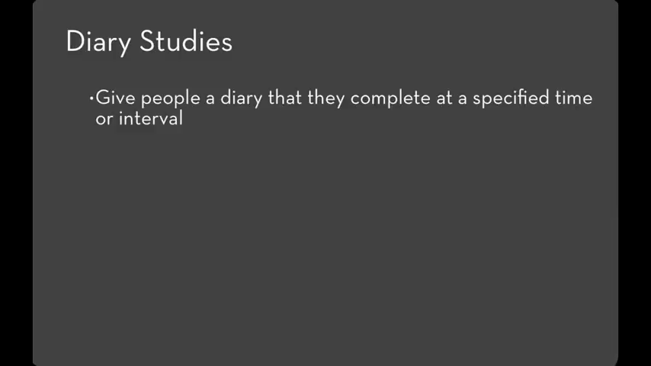One common class of technique for doing this is what are called diary studies. In this technique, you give people a diary that they complete at a specific time or interval, for example, every evening or at every meal. In general, diary studies are used to record a specific piece of information, like how happy you feel or what you ate. Often the diary has some sort of structure to help you complete that efficiently.